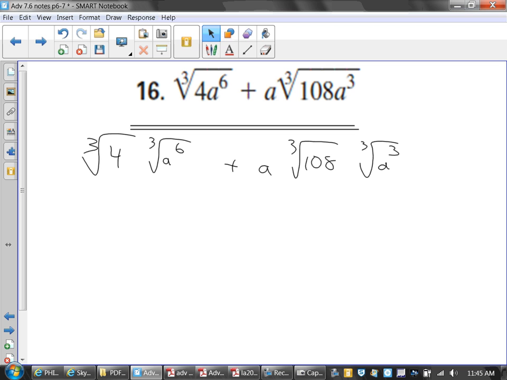So can you simplify the cube root of 4? No. Cube root of a to the 6th. It's a squared. So it becomes a squared times the cube root of 4. All right. Cube root of 108. Is there a perfect cube that hides in the 108? 27 times what? 4. So this is the same thing as cube root of 27 times the cube root of 4. What's the cube root of 27? 3.